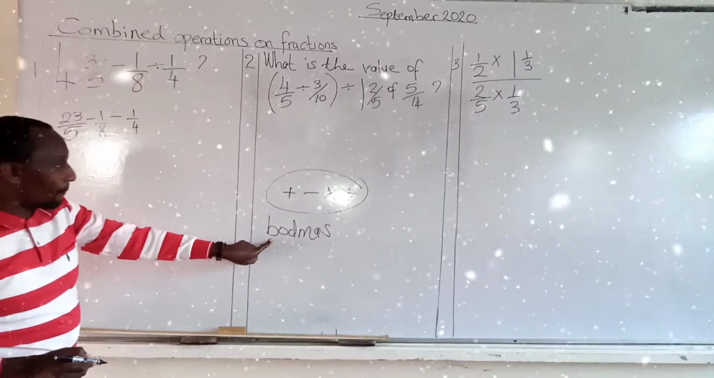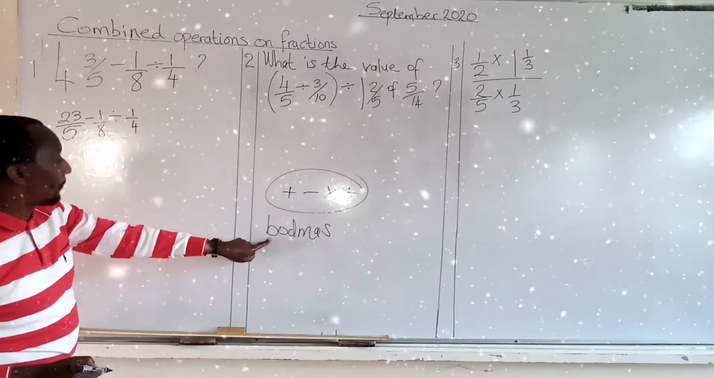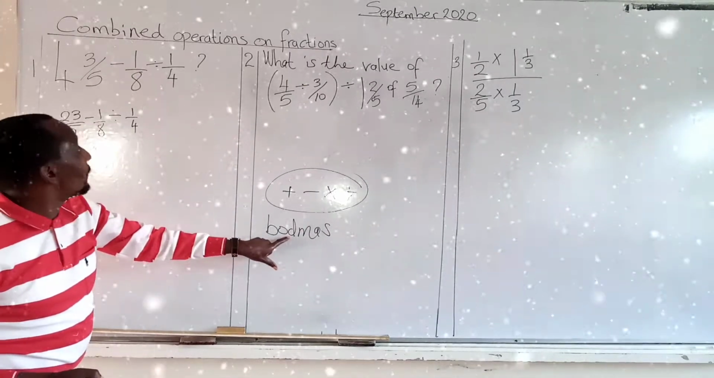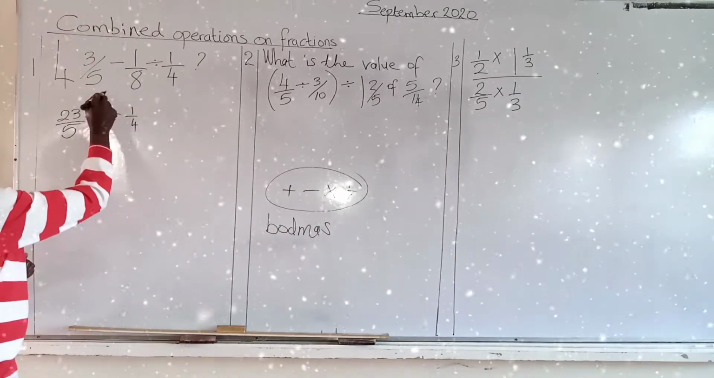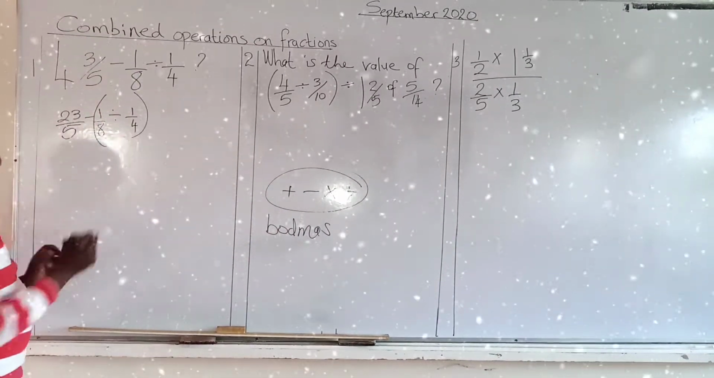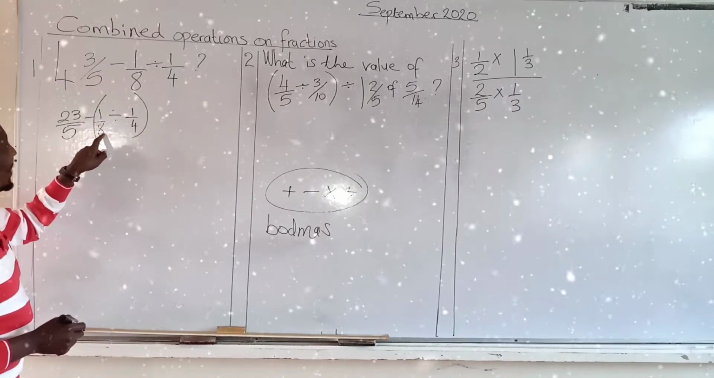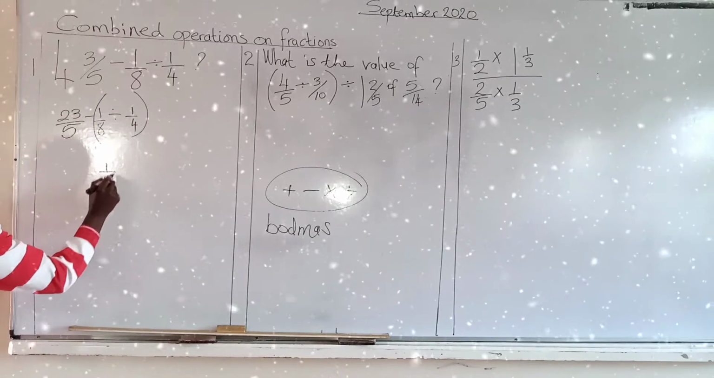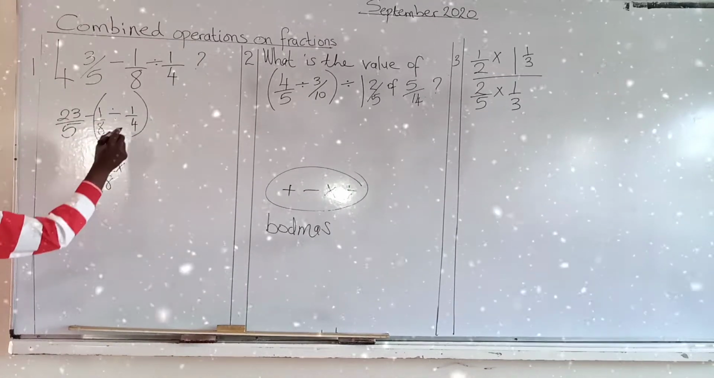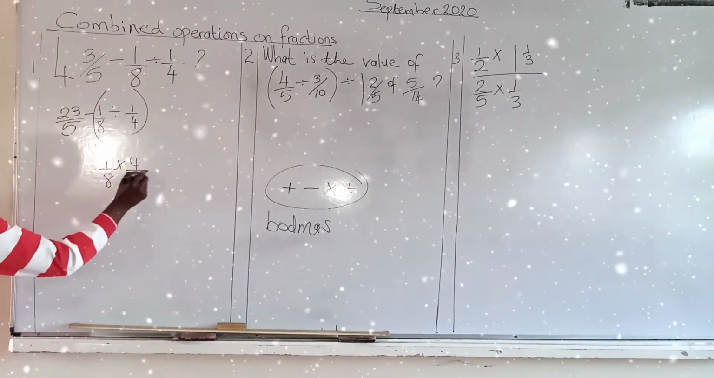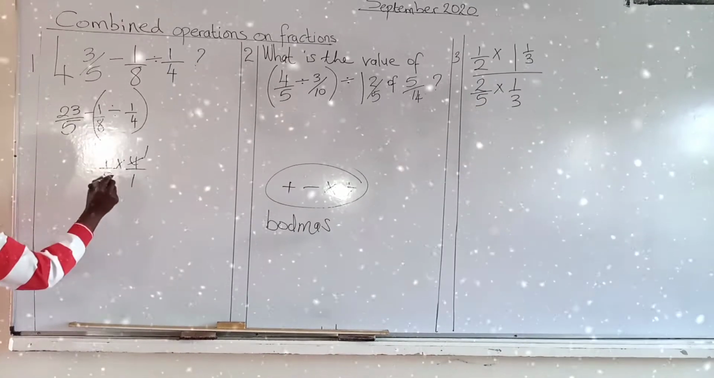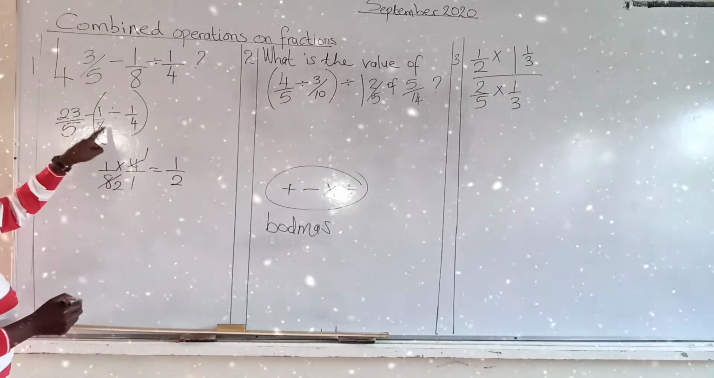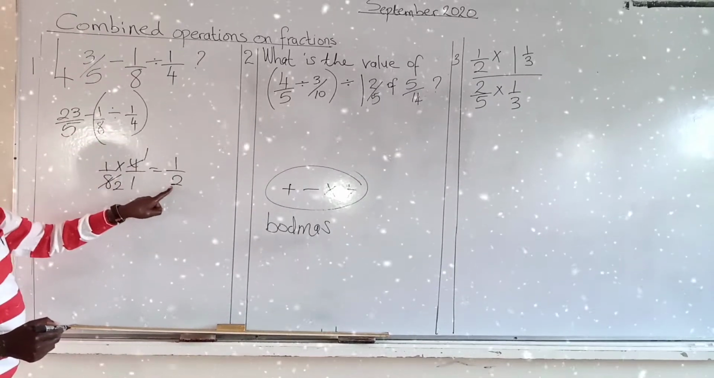So following this order of BODMAS, we don't have a bracket. So we go to of. We don't have of. We go to division. So division first, so that we create a bracket now. So we divide an eighth by a quarter first. So an eighth, this becomes times, and then you reciprocate a quarter, 4 over 1. By 4, 1; by 4, 2. So you get a half. So an eighth divided by a quarter is a half.